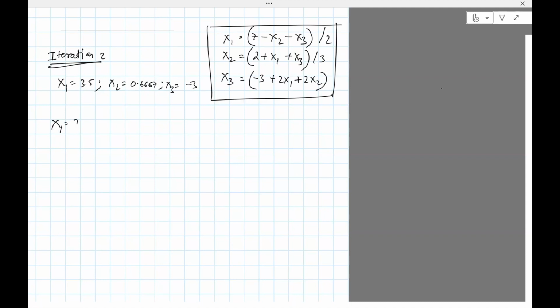x1 equals 7 minus x2. x2 is this, 0.6667, minus x3 is this, divided by 2. x2 equals 2 plus x1, 3.5, plus x3, minus 3, divided by 3. x3 is minus 3 plus 2 times x1 plus 2 times x2.